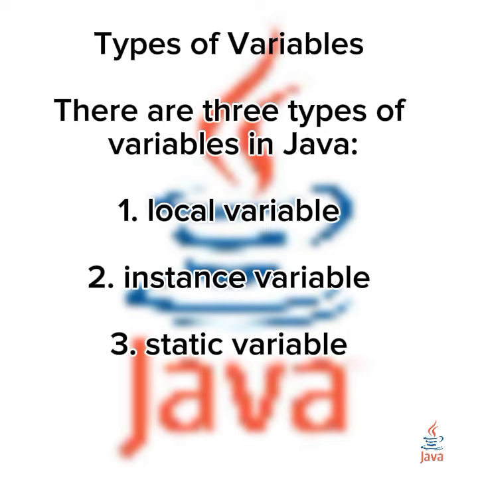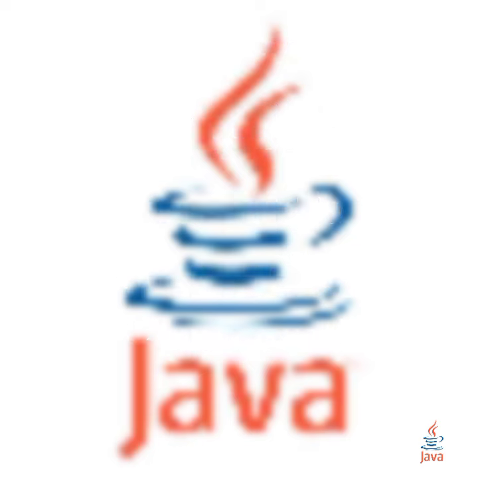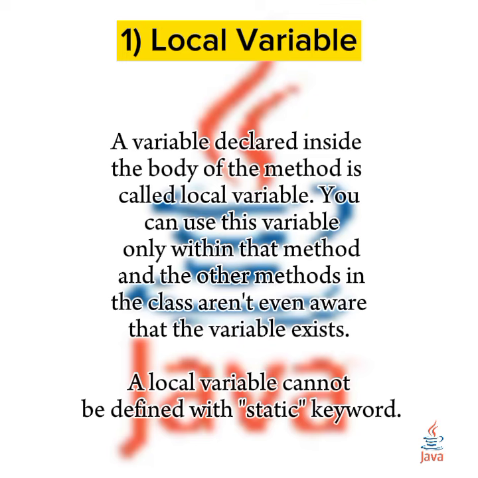1. Local variable. 2. Instance variable. 3. Static variable. A variable declared inside the body of the method is called a local variable. You can use this variable only within that method, and the other methods in the class aren't even aware that the variable exists. A local variable cannot be defined with the static keyword.